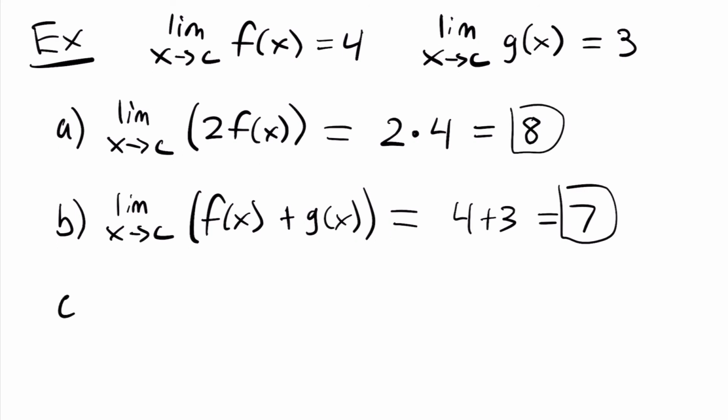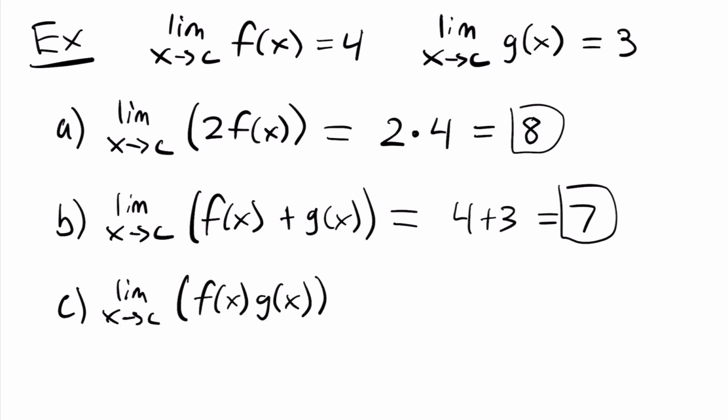And then for our third part, we're going to be looking at the limit as x approaches c of f of x times g of x. And so for this one, we're going to use the product rule, which says that if we know the limit of f of x and g of x at that point c, we can just multiply these two limits together to get the limit of this function. So in this case, we would have 4 times 3, and that equals 12.